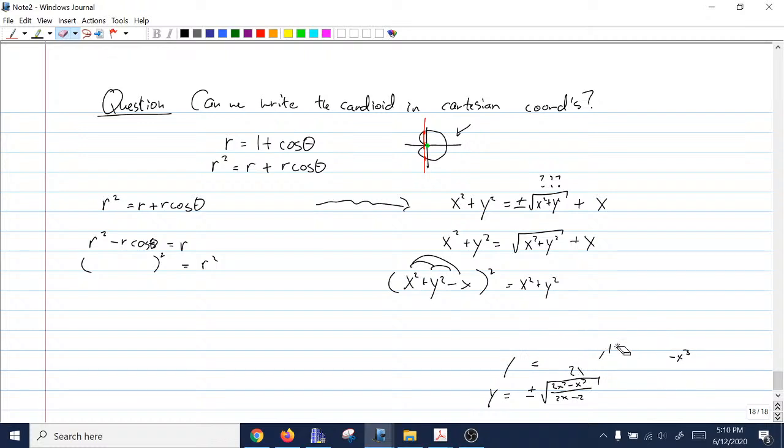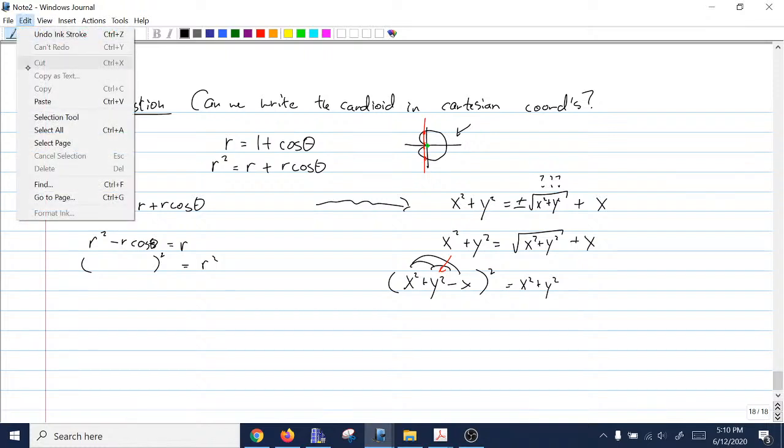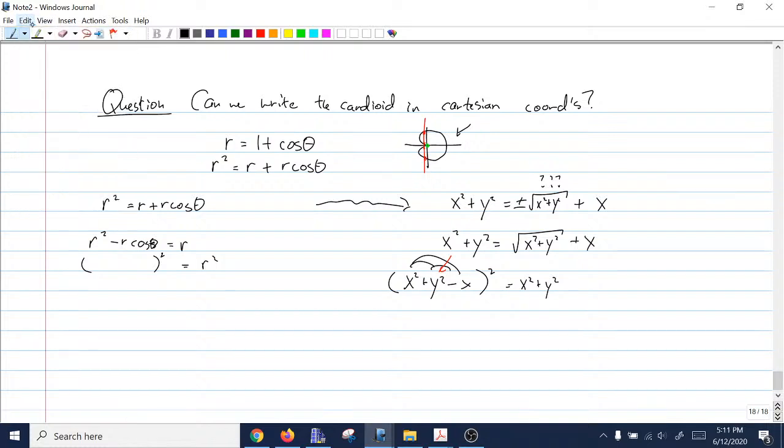When I FOILed out my y squared, I didn't get a y to the fourth. I only had y squareds. When I square the y squared term here, I should have gotten y to the fourth, and I wrote y squared instead. Well, I don't want to undo and show it off. Let's try this again. FOIL this out. Square the first term, x to the fourth. Square the second term, y to the fourth. Square the last term, plus x squared. Double the cross term, 2x squared y squared. Double this cross term, minus 2x cubed. Double this cross term, minus 2xy squared, equals x squared plus y squared.